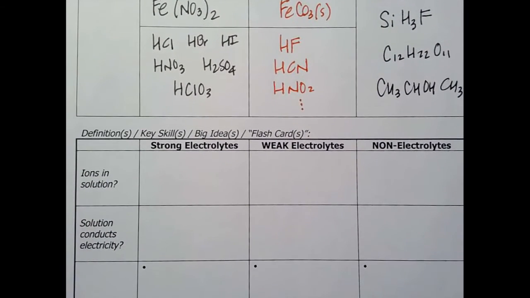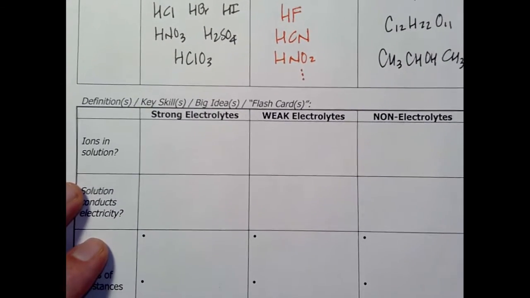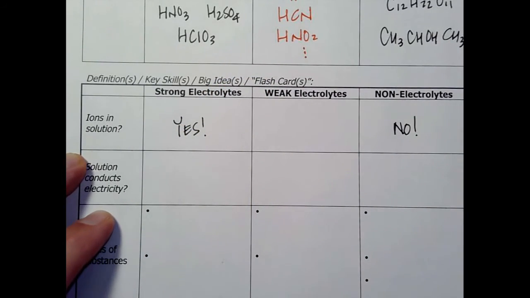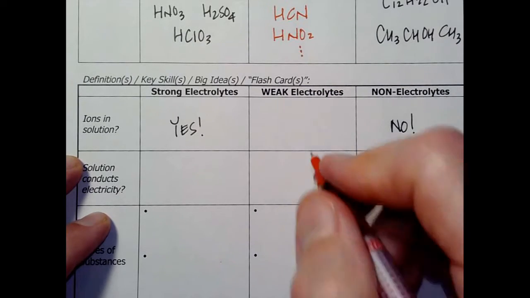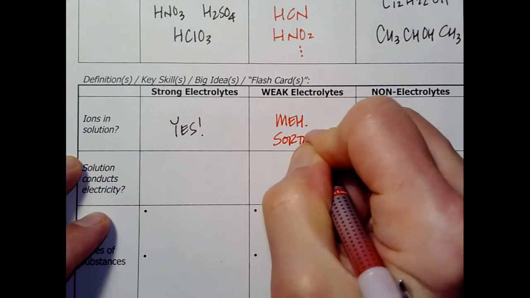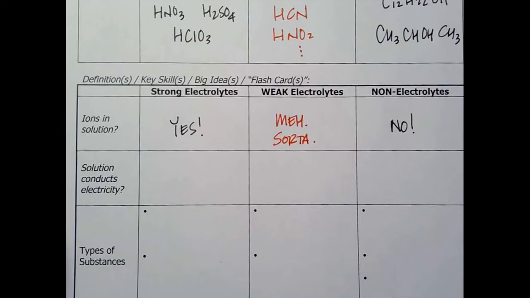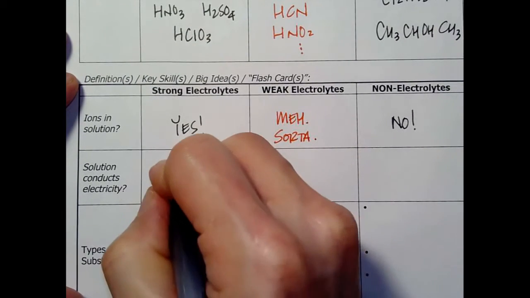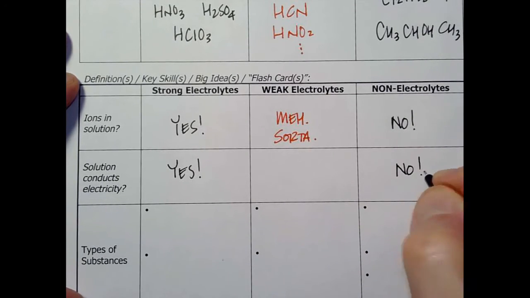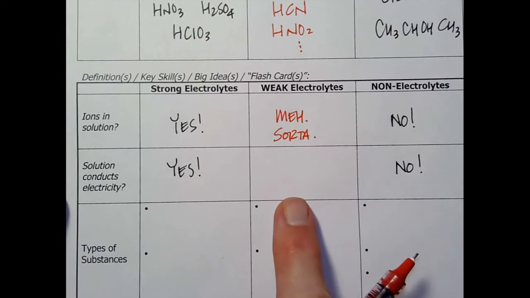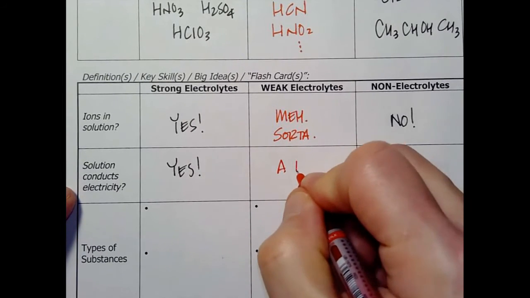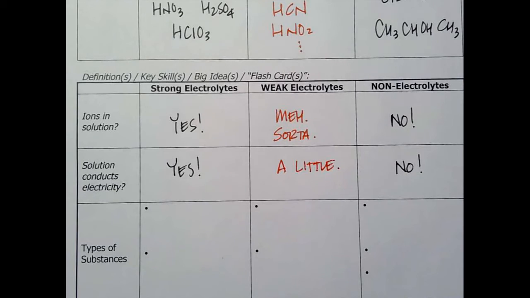Which then brings us down to this table here. Strong electrolytes, ions in solution? Yes. Non-electrolytes? No. Weak electrolytes? We'll get technical. A little. Not much. Does the solution conduct electricity of strong electrolytes? Yep, we saw the videos. Sugar, these other compounds? No. Do these weak electrolyte solutions conduct electricity? Well, we haven't seen that demo, sadly, but a little. Not much, but a little.